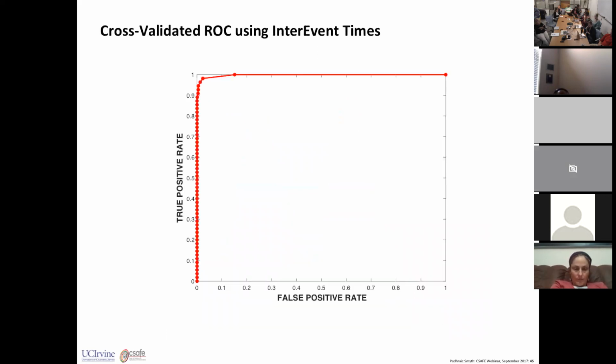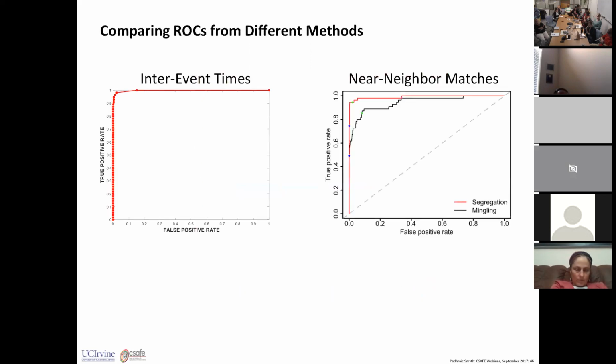All right. So if you go ahead and do what we did before, construct likelihood ratios using those two densities, do cross-validation, the same methodology, you end up with a very, very promising looking ROC curve. I'm pretty sure this is wildly optimistic of what would actually happen in practice, but if you compare it to the near neighbor matches, it's perhaps not surprising that the inter-event times have a bit more information and allow you to discriminate a bit better.